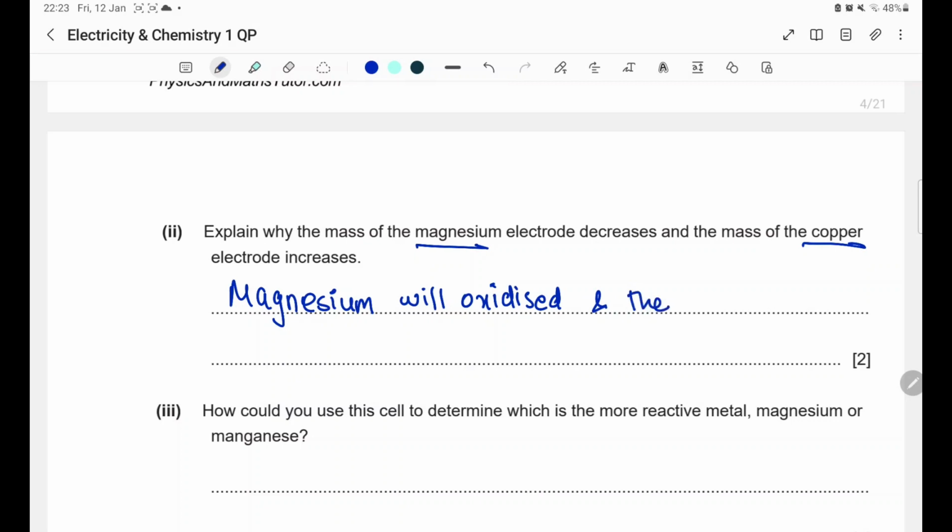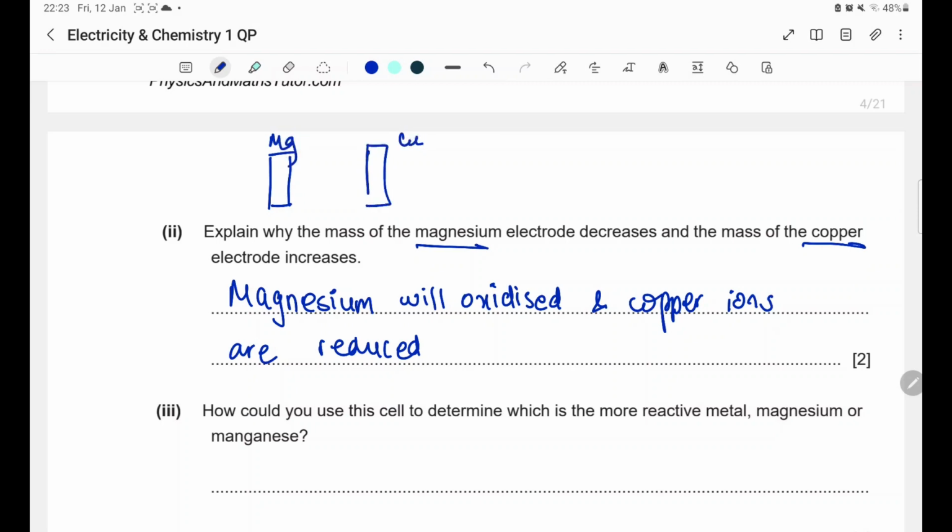And the copper ions are deposited, or the copper ions are reduced. Now let me explain this a bit better. Okay. So here is our magnesium, and here's our copper.